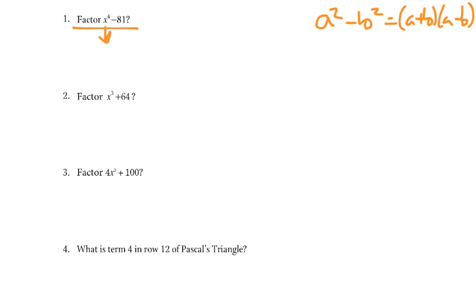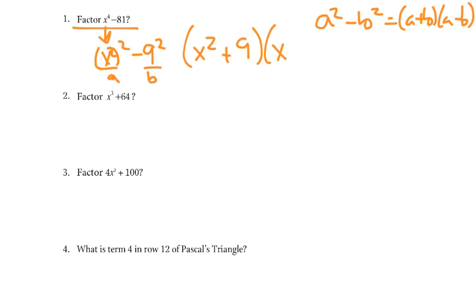So what would that be squared? Well, we'd have to go backwards, so it would be x squared squared minus 9 squared, or 81 would be 9 squared. So a is x squared, b is 9. So I'd go x squared plus 9 times x squared minus 9.